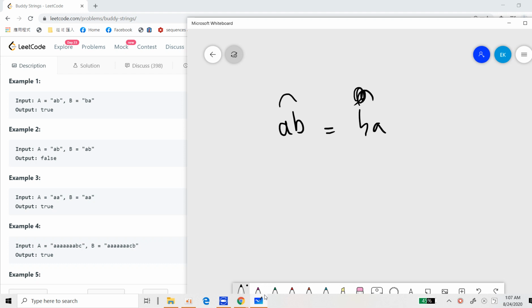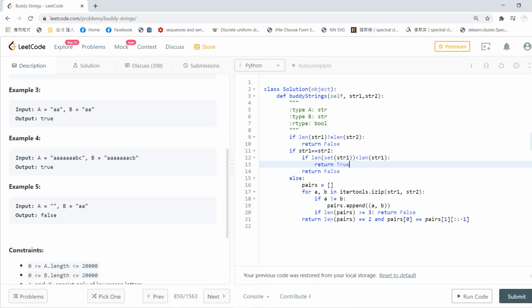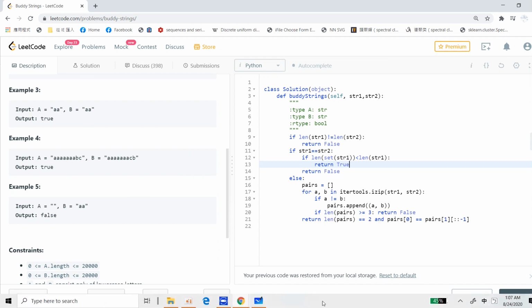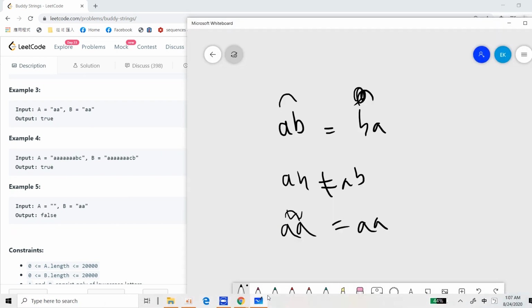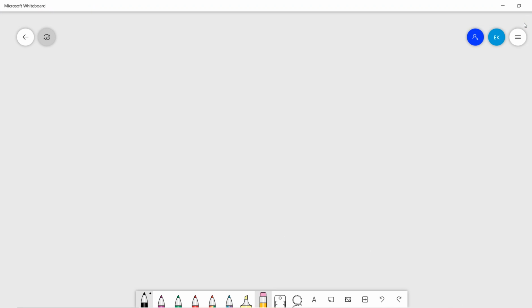The second is AB and AB, and this is not possible. The third is AA and AA. Basically, you can swap these two, and for this one you can swap the rest. And the fifth one is empty with AA, so it's definitely false. Okay, so I can write down the exact definition. Once we write down the exact definition, we can solve it.